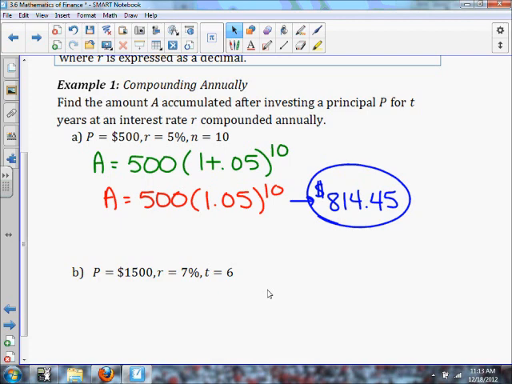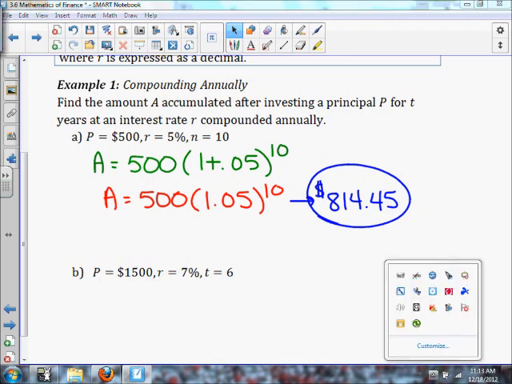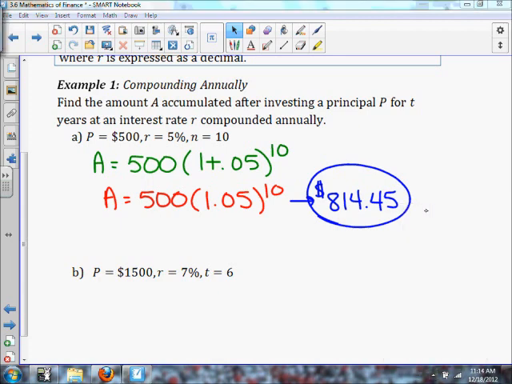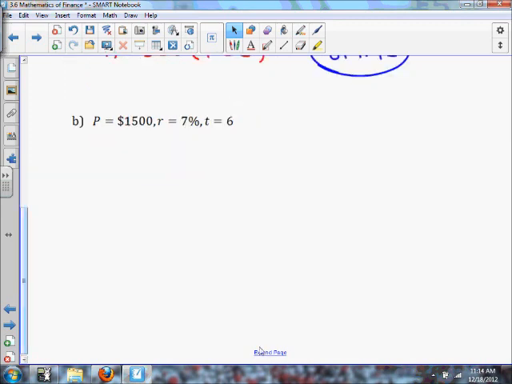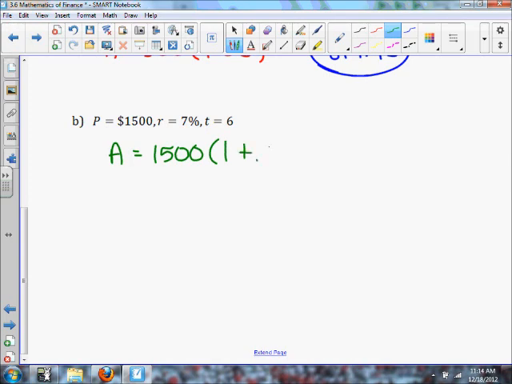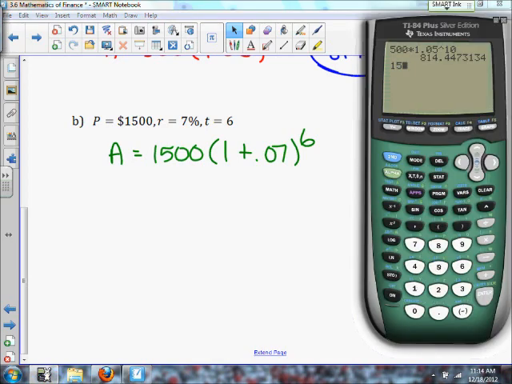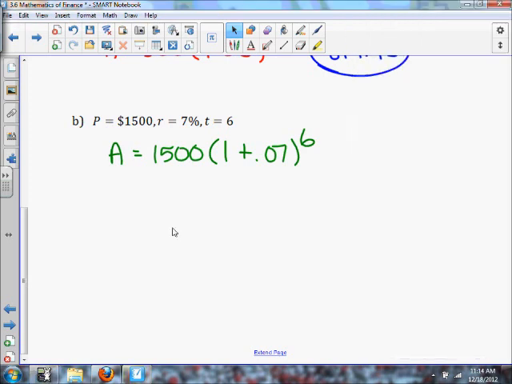Now, why don't you all try B? All right, when we do this, our A value will equal 1,500 times 1 plus 0.07 to the 6th power, which is $2,251.10.